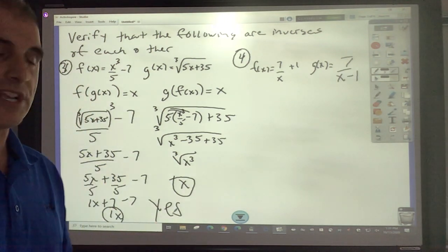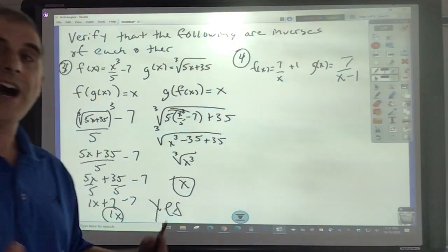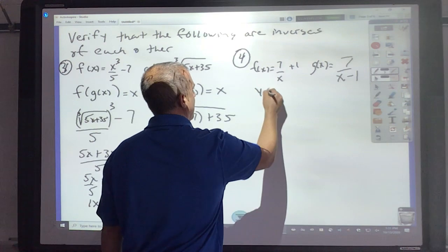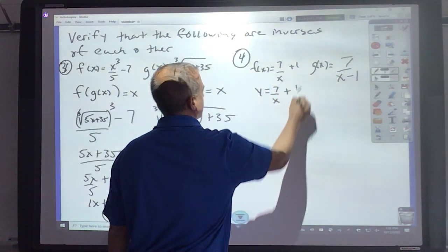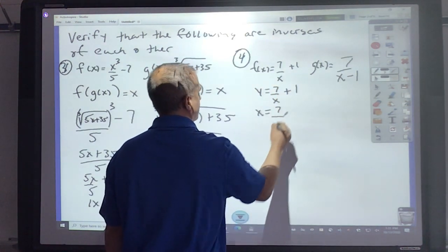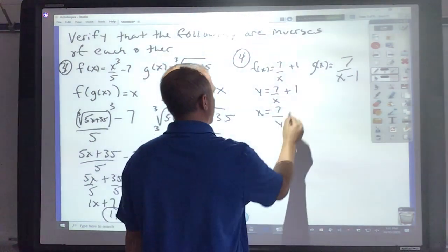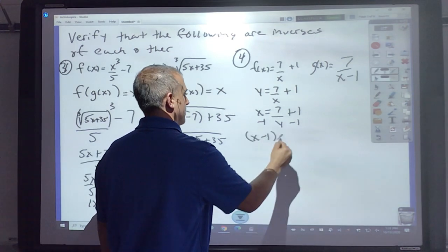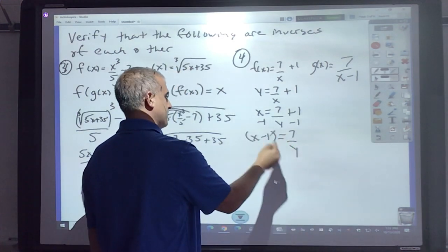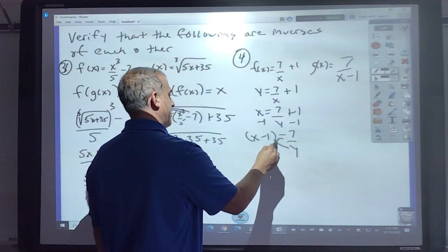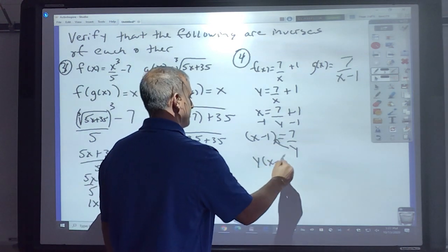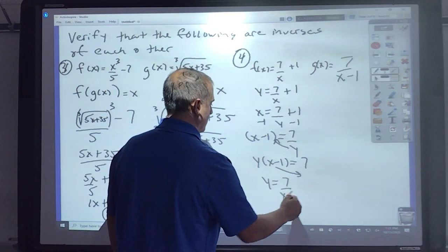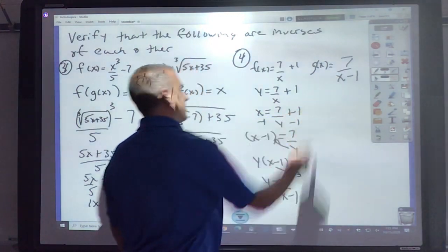Now for the rationals, I would do something a little bit different. For the rationals, I would actually just find the inverse. So it's going to be y equals 7 over x plus 1. x equals 7 over y plus 1, solving for y. I would move this 1 by subtracting. This becomes like a whole term. So this y is going to come up. We worked on this last class, and now I can move that back down underneath. And if you notice, that's the same as that.